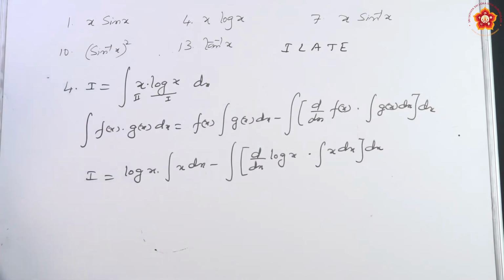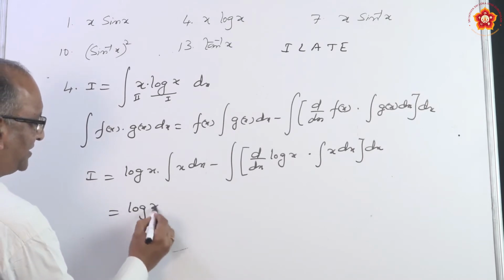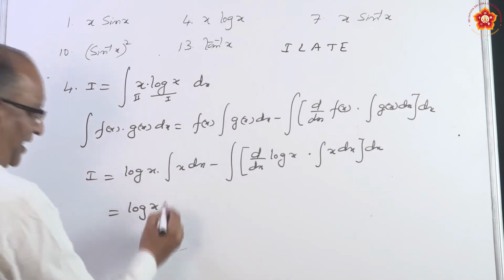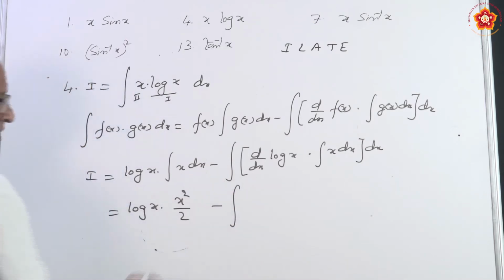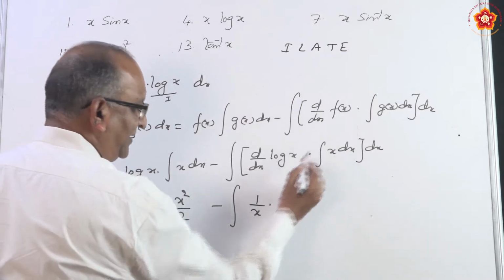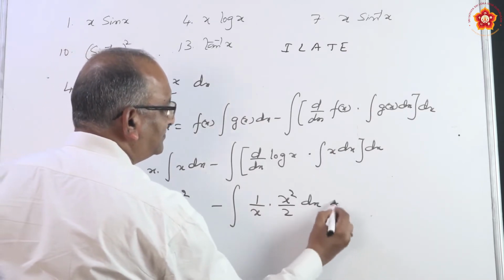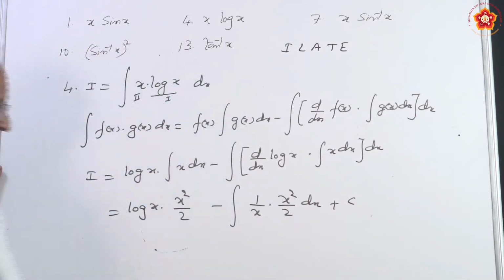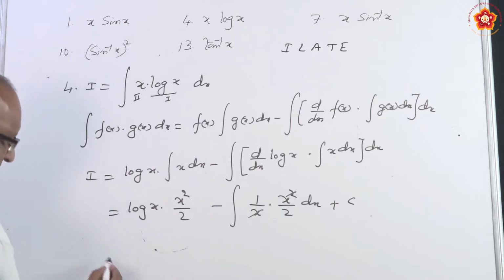Now, perform the operations which are being written. So, this will become log x as it is, because there is no operation for this. Integral of x we know it is x square by 2 minus derivative of log x we know it is 1 by x, and integral of x is x square by 2 dx plus c will come. This x can be cancelled and perform one more operation.